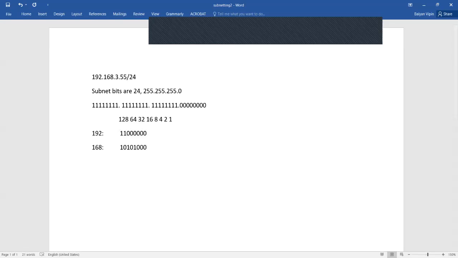The next number is 3. So this is 3. 3 is basically the addition of these last two LSBs. So we can say these two are 1, 1, and the remaining are 0.